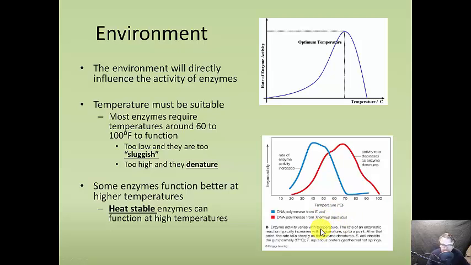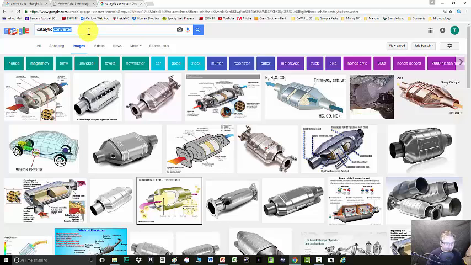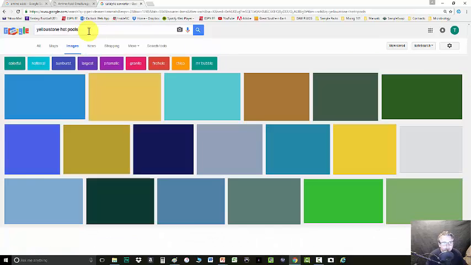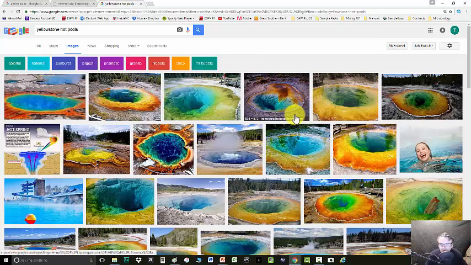It actually grows in the hot pools, the hot vents around Yellowstone National Park. Let me pull that up here. It doesn't sound right. The hot springs, hot pools. Okay, I guess hot pools wasn't way off. These types of things here.